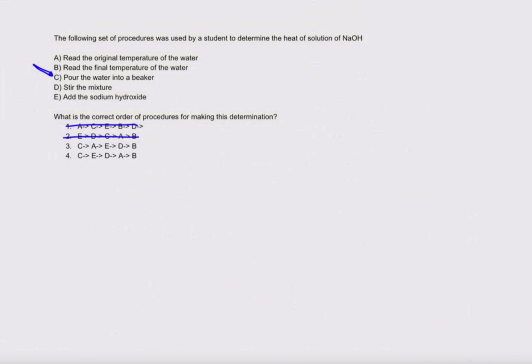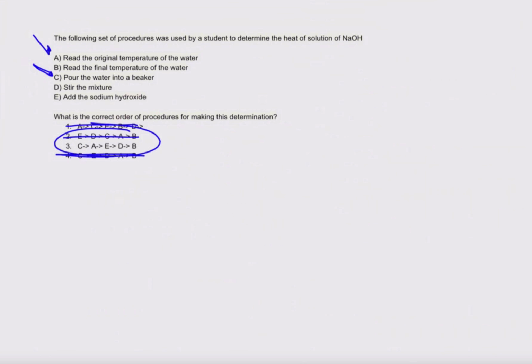And then the next thing I'd want to do, since we're talking about the change in temperature, is read the original temperature of the water before we do anything to it, which eliminates this choice because A is going to be the second step. If you follow it through, you pour the beaker, you take the temperature of the water before you do anything, then you add the sodium hydroxide, give it a stir, wait for it, and then watch the temperature as it changes, and then take the final temperature reading. That would be the correct order to do that in.